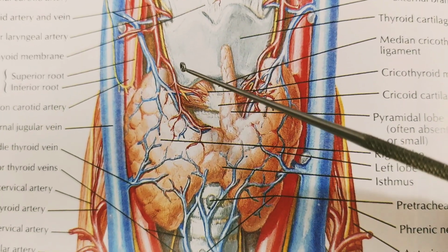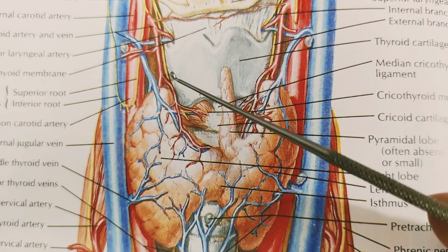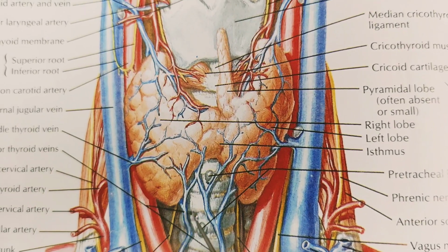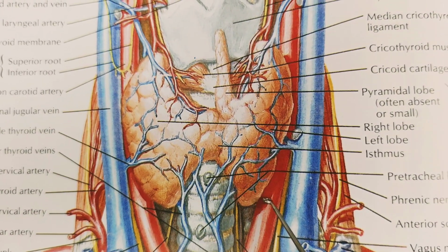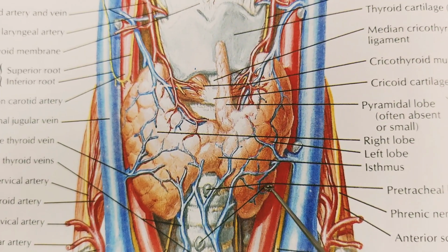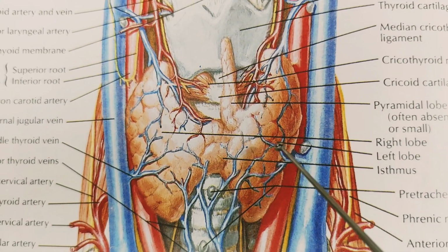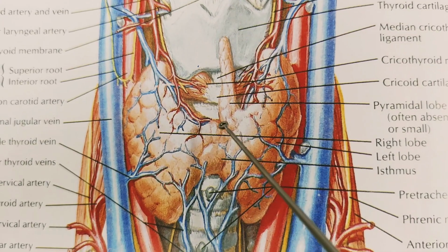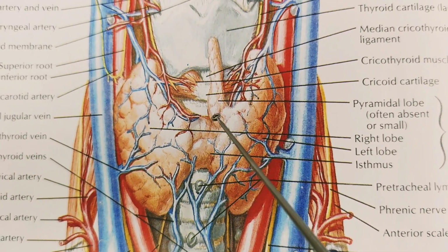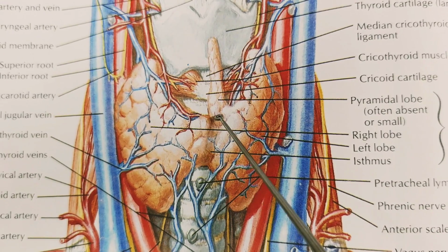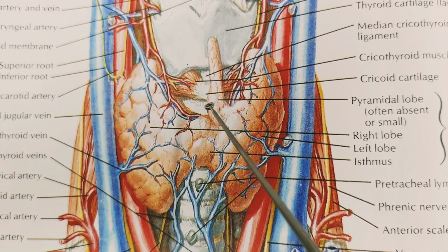The lobes extend from the middle of the thyroid cartilage up to the lower part of the sixth tracheal ring. Each lobe extends vertically this part, and the isthmus is located in front of the second, third, and fourth tracheal ring.